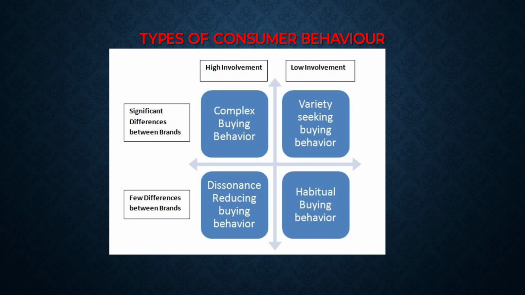The types of consumer behavior are high involvement and low involvement. Significant differences between the brands: the behavior changes depending upon the different brands. These are complex buying behavior and variety seeking buying behavior. Few differences between brands result in dissonance reducing buying behavior and habitual buying behavior. Some persons want a variety of products, and some persons buy a single product habitually. Those persons are low involvement, while complex buying behavior is high involvement.